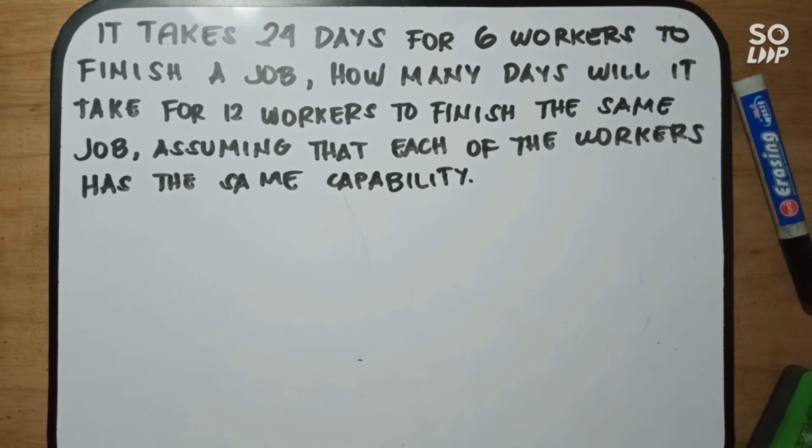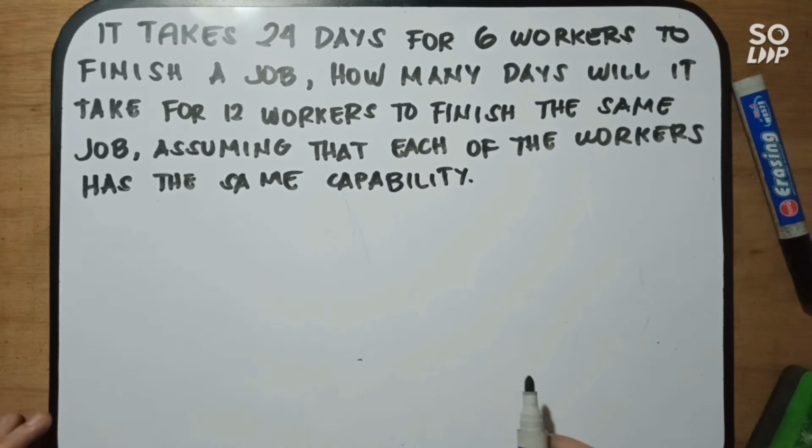Okay, let's try to solve real-life situations involving indirect or inverse proportion. In the given, it takes 24 days for 6 workers to finish a job. How many days will it take for 12 workers to finish the same job, assuming that each of the workers has the same capability? The first thing that we need to do is to construct a proportion statement and then express the ratios into fractions.